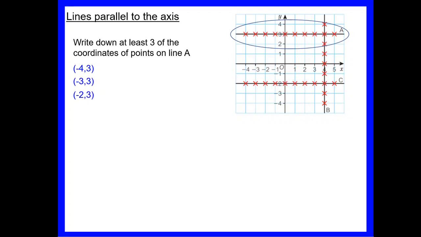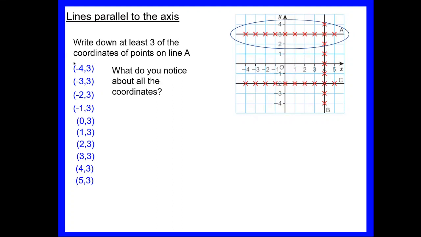You may choose 3 different ones. I'll list them all just so you can see all the choices you could have. Okay, so they are all the different coordinates you could have had. You should have written at least 3 of those to help you. And what do we notice about all of those coordinates?